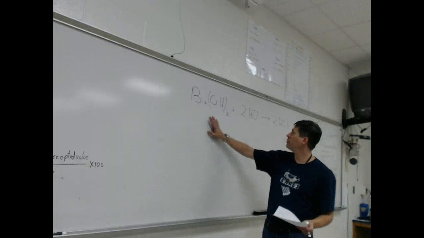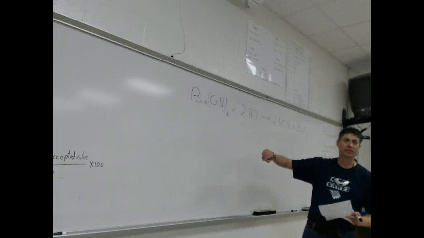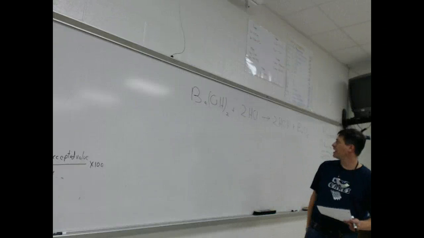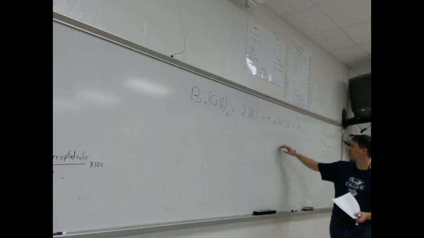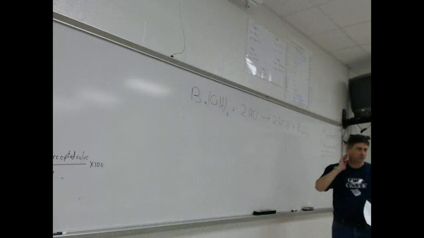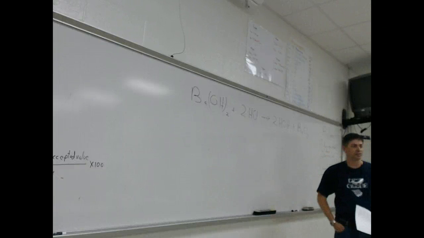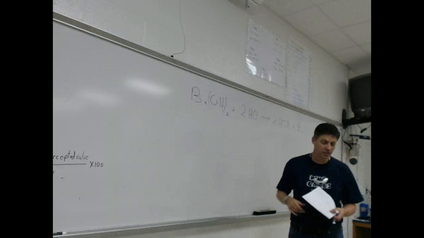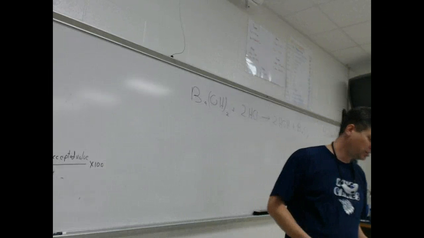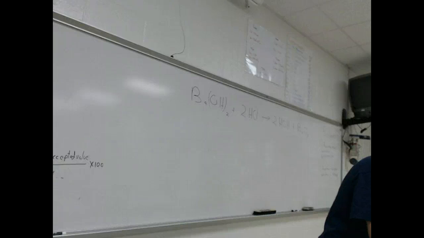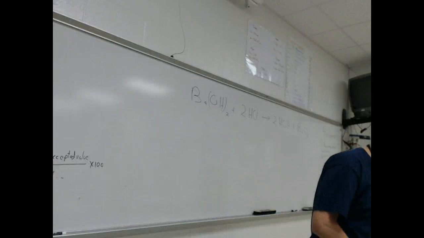Okay, we've got barium hydroxide reacting with hydrochloric acid to produce water and barium chloride. Hey, look, it goes HOH. What type of reaction is this? Neutralization. What are our products in the neutralization reaction? Water and a salt. Okay.